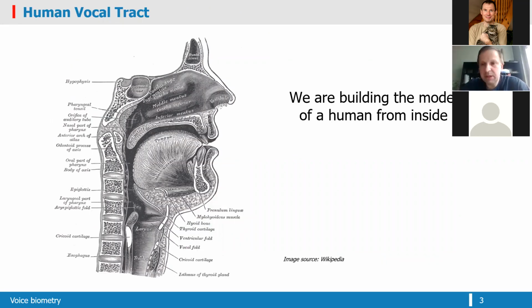In voice biometry, what we are basically doing is trying to build a model of the human from inside. The air is going through the vocal tract, and it's modulated, and through this modulation we produce sounds. And the goal of voice biometry is to build such a model just from observation of the acoustic pressure, some vibration of air.